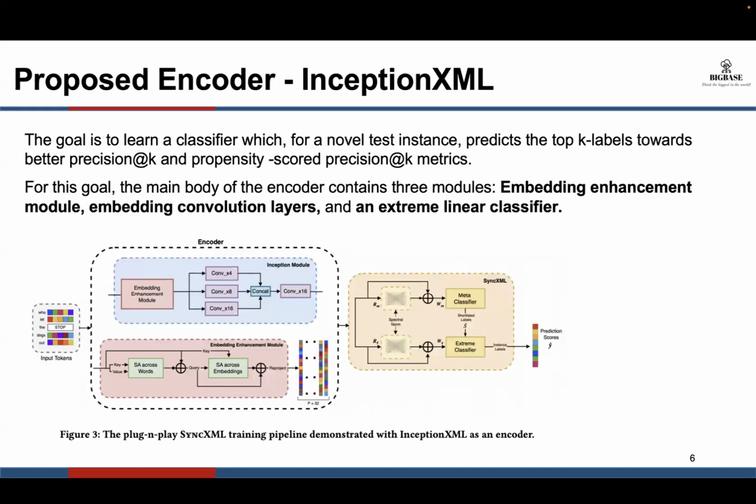And first, I want to explain the proposed encoder, which is called InceptionXML. The goal here is to learn a classifier which, for a novel test instance, predicts the top K labels towards better precision at K and propensity scored precision at K metrics. And to make this goal happen, the main body of the encoder contains 3 modules: embedding enhancement module, embedding convolution layers, and an extreme linear classifier, which can be seen here, the 3 parts of the framework.